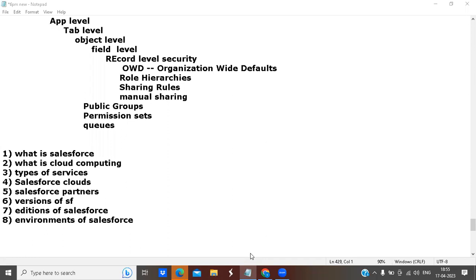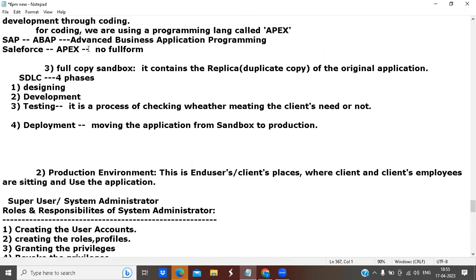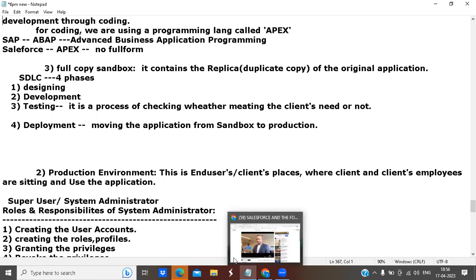SAP using ABAP. No, I just explained. See, the way the SAP company gave the ABAP programming language, in the same way the Salesforce company also gave their own proprietary language called Apex. It's just an example. SAP is a company, Salesforce is also a company. That company gave a programming language for its software. Same way, Salesforce also gave their own language called Apex. That's it. But there is no role of ABAP in Salesforce. Point clear, Shreya?